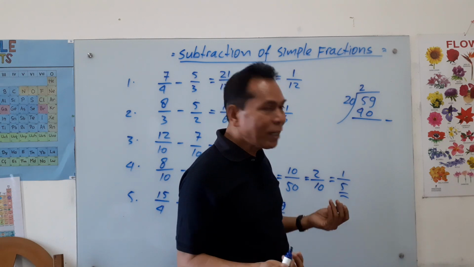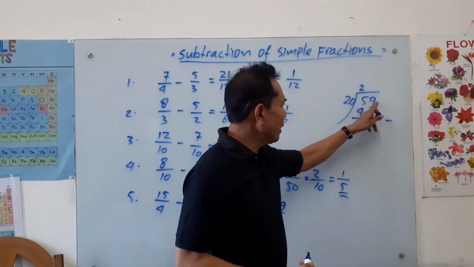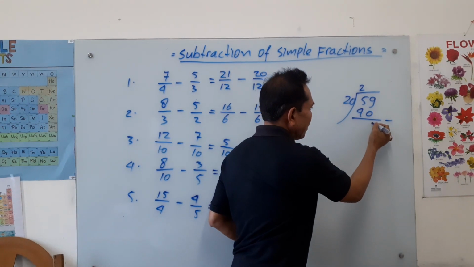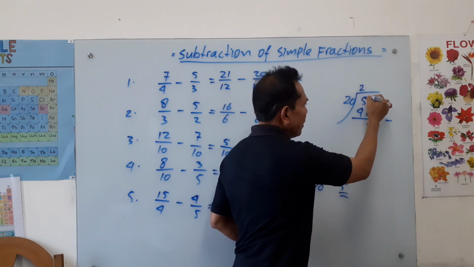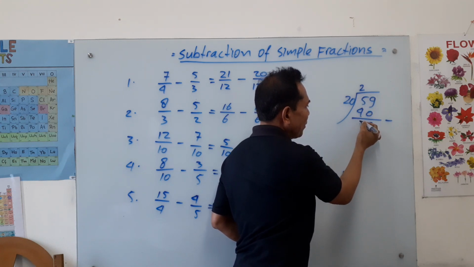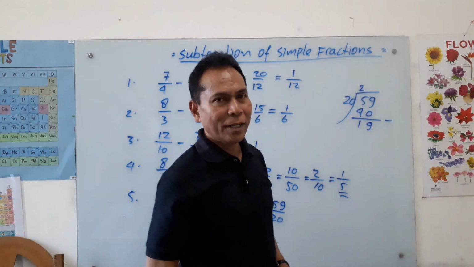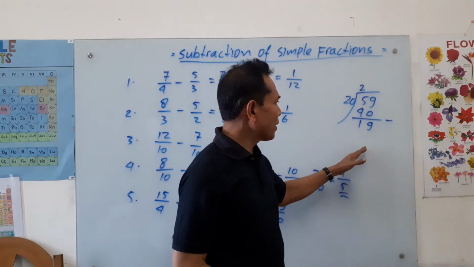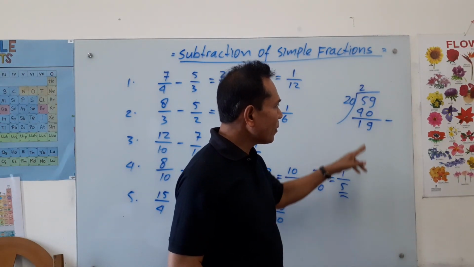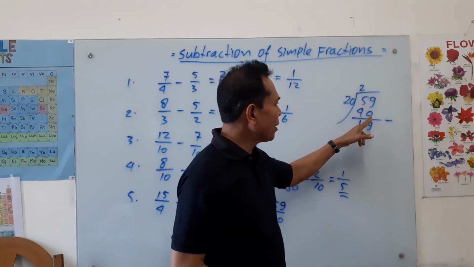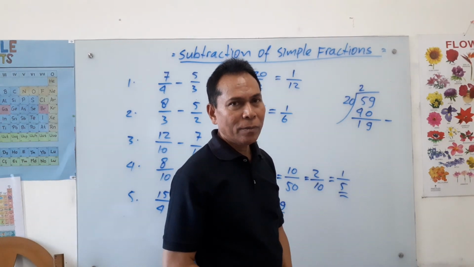Okay, now we can subtract. So 9 minus 0 is 9. And then 5 minus 4 is 1. Okay, 5 minus 4 is 1. So 59 minus 40 is 19.